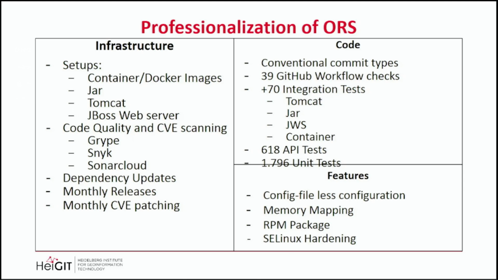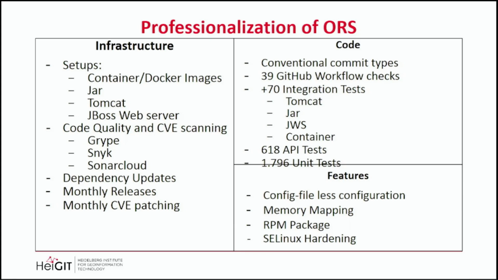The result in, for example, infrastructure is that we have to provide various ways of setups, not just one in a Docker container. It needs to go with jar files, with a Tomcat, and even with corporate-grade JBoss web server. And we had to introduce a lot of code quality and CVE scanning, so vulnerability scanning, which is constantly checking the code and gating any pull request that we want to do. So every pull request that we do has to go through certain checks and pass, definitely.